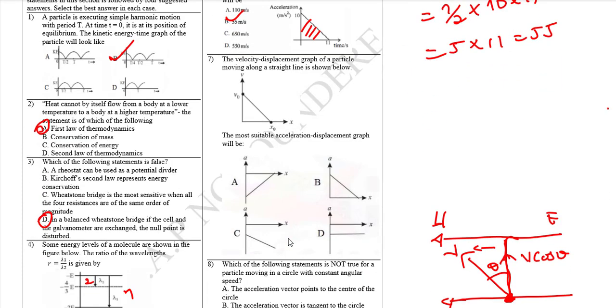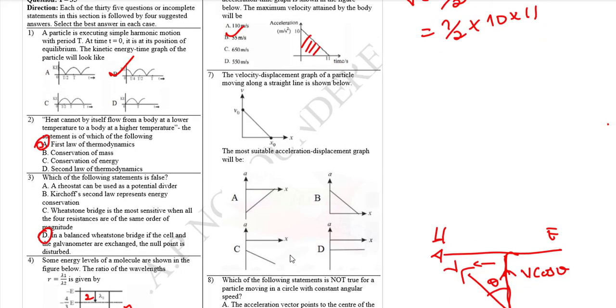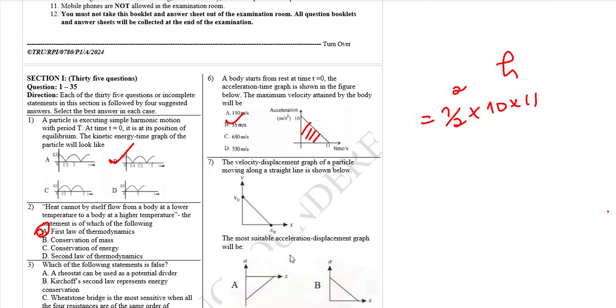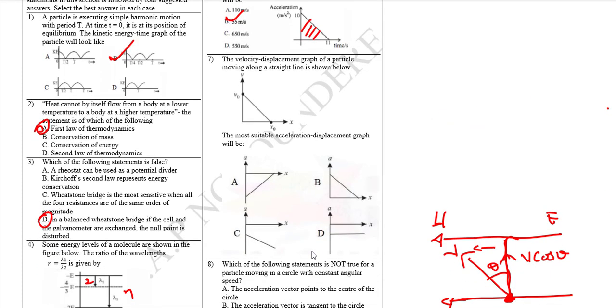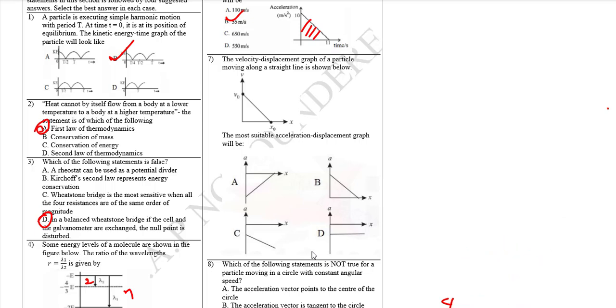Now number 7. The velocity displacement graph of a particle moving along a straight line is shown below. So that's what we have. The most suitable acceleration displacement graph will be, okay, so we are going to use some interpolation. That is, we are going to extrapolate a given equation from our graph. Then from there, we see how to get an equation for the acceleration.